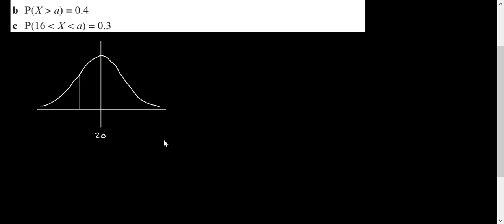And we've got 0.3. So for the sake of it, I'm going to put the line over on the right-hand side. We don't really have a great deal of information to help us with this, but it's a good place to put it. So we'll say we've got 16 here and we've got a here. Now the area that we've been given is the area in between these two values, and it's 0.3.